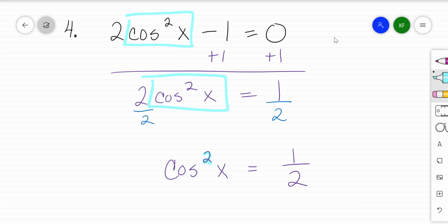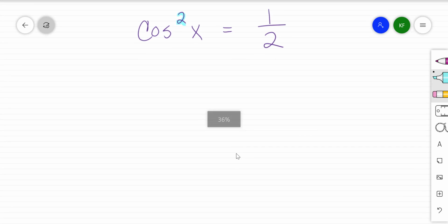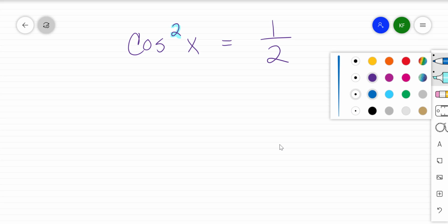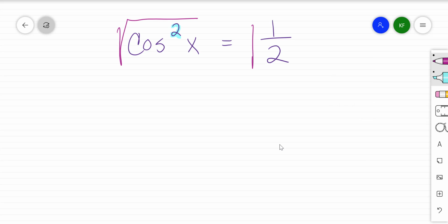So what is it? So I'm going to go up here. And you have to take the square root of both sides because we have that power 2 up there. So I'm going to square root both sides, and here's the thing. You have a plus or minus. Huge. You're going to lose roots if you do not put the plus or minus.